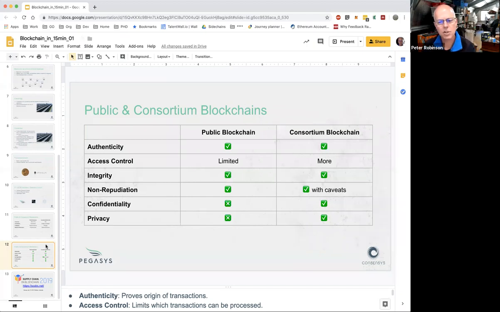In consortium chains, you do have confidentiality, either via limiting who has access to the data or encrypting the data as well. Privacy is related to knowing who's involved in transactions and who the participants are. So in public blockchains, you don't have any of that, whereas in consortium blockchains, you tend to have that feature.